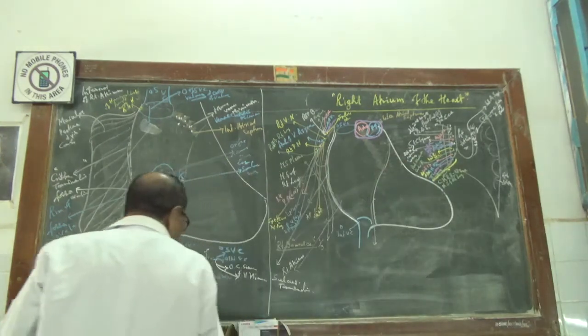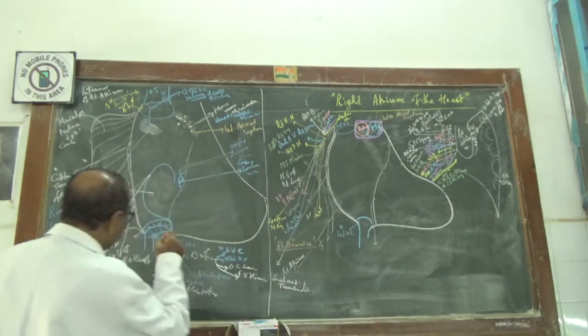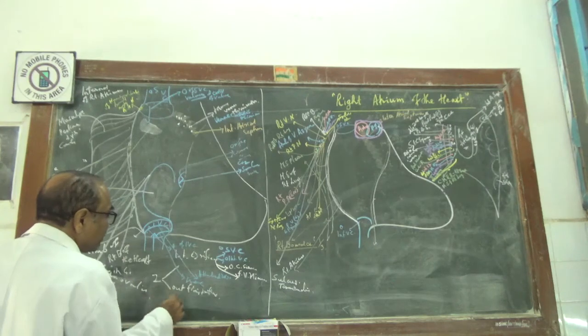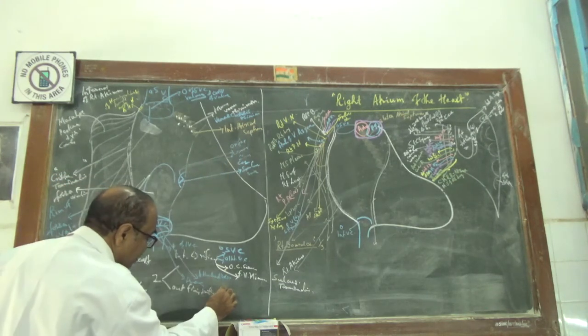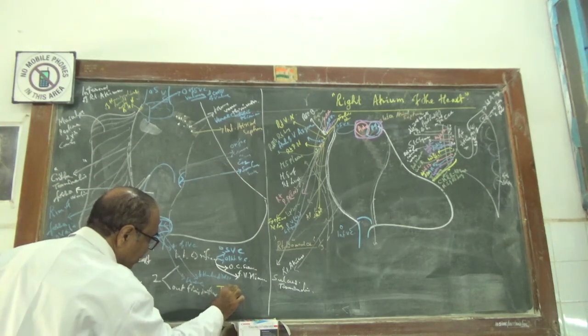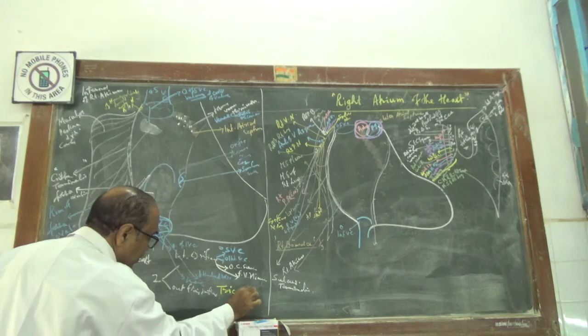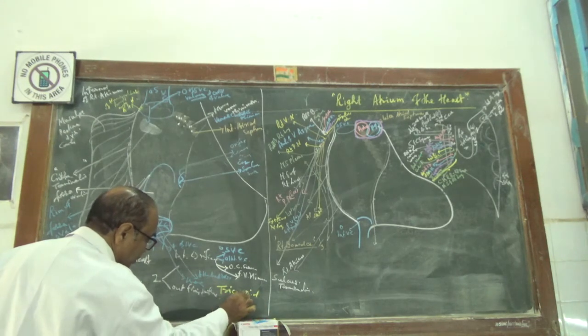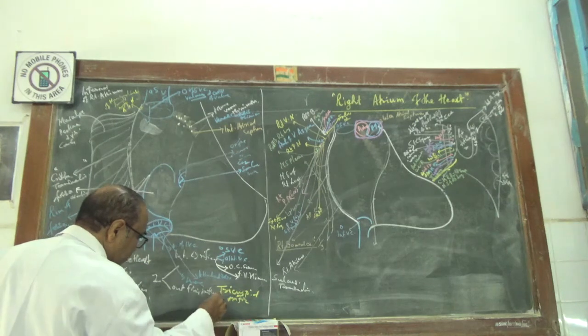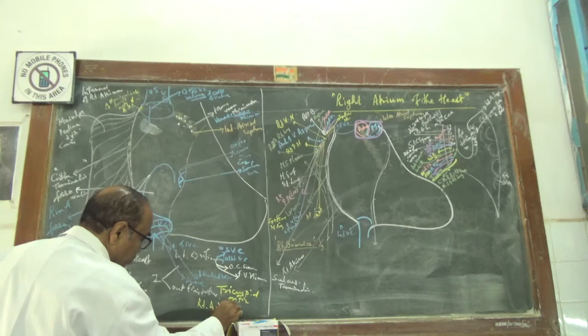Now you have got the outflowing orifice of the right atrium. That is called the tricuspid orifice or right atrioventricular orifice.